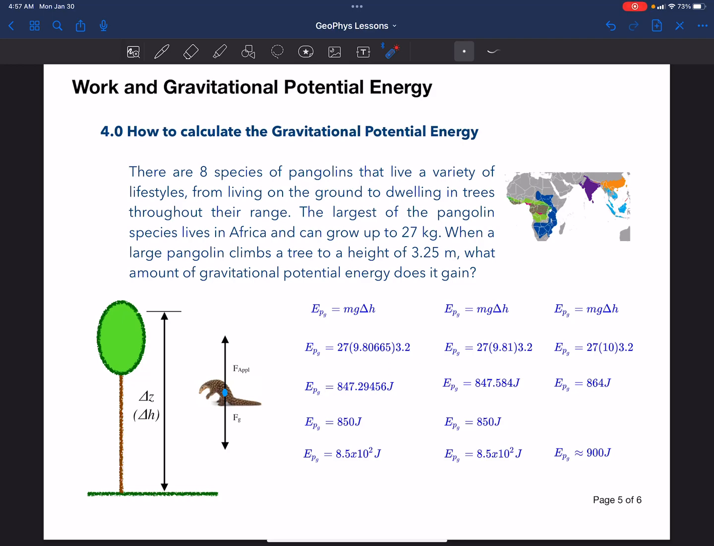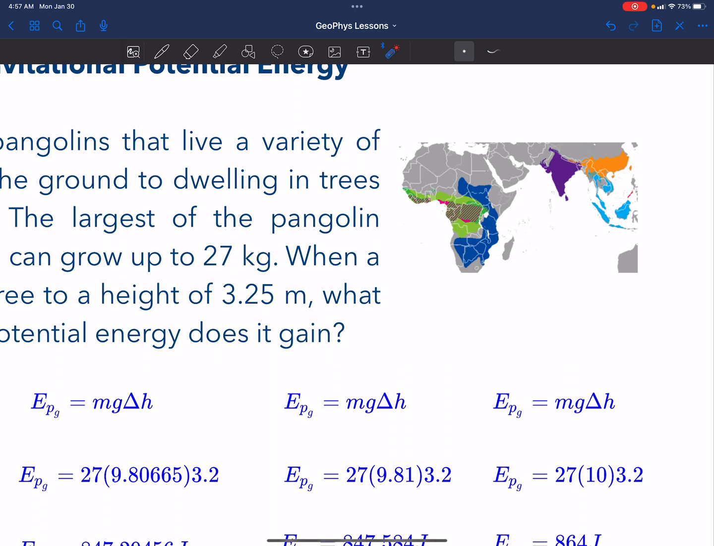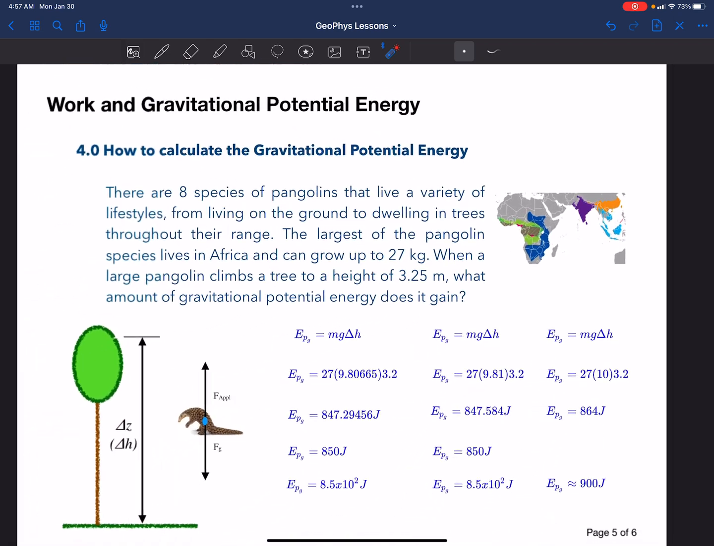In this segment, we'll go through a sample calculation. We've already met our guest, the pangolin, and I will tell you that there are 8 species of pangolin that live in a variety of lifestyles. Some live on the ground, some live in trees, but they're largely insectivores, meaning they eat insects. They live throughout Southeast Asia, Indonesia, India, and in Africa. There are 8 different species of them.